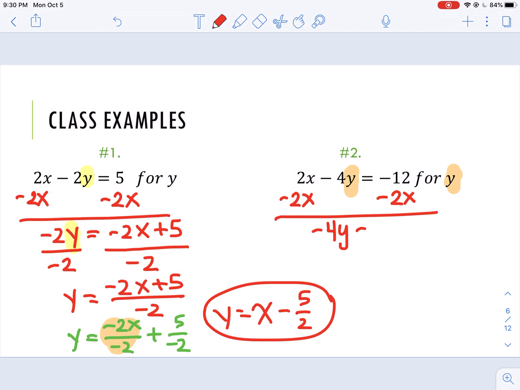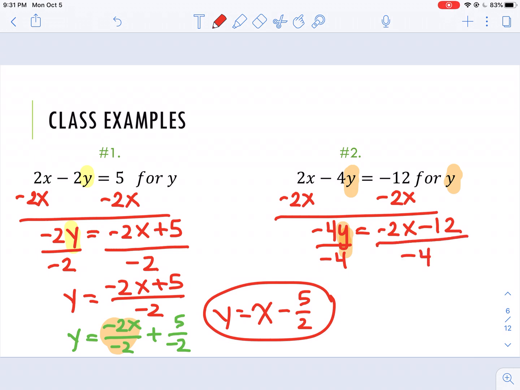Negative 4y is equal to negative 2x minus 12. Then I'm going to ask you, what should I do next to isolate that variable y? Remember, our goal is to get this y by itself. Good. I have to divide both sides by my coefficient of negative 4. So what I do to one side, I have to do to the entire other side.